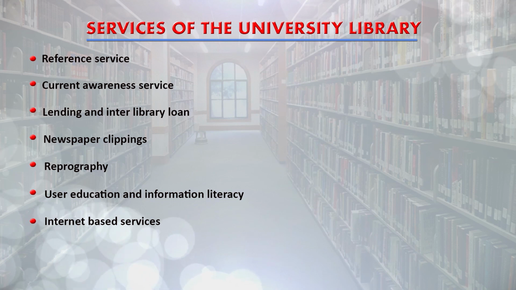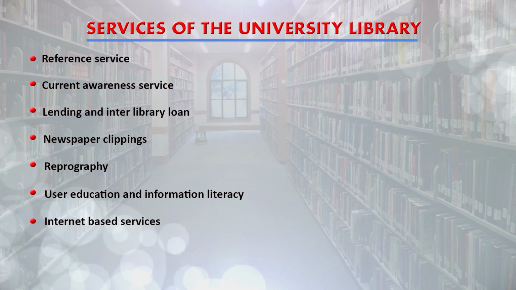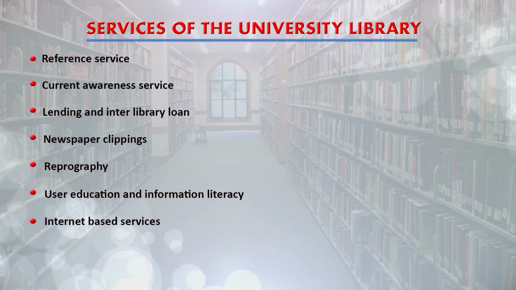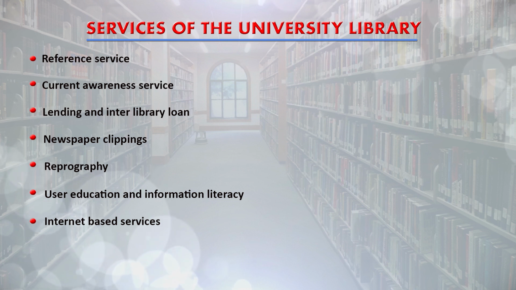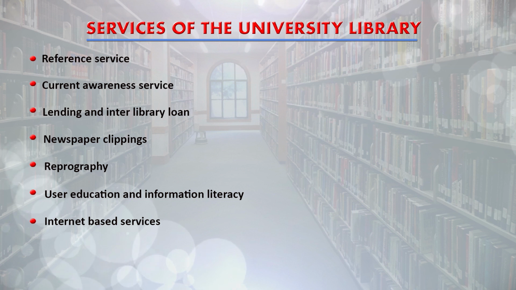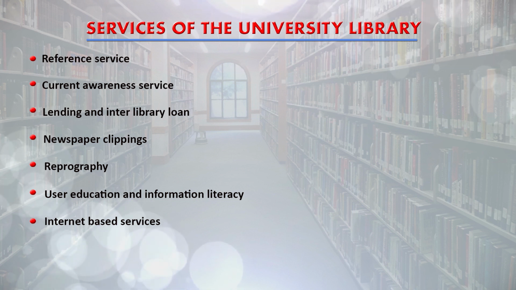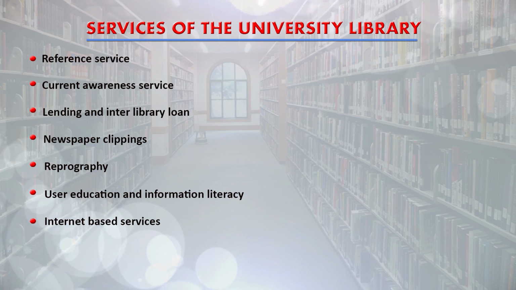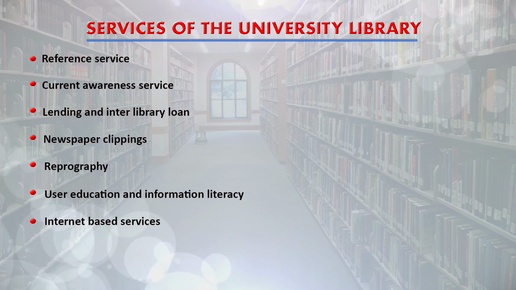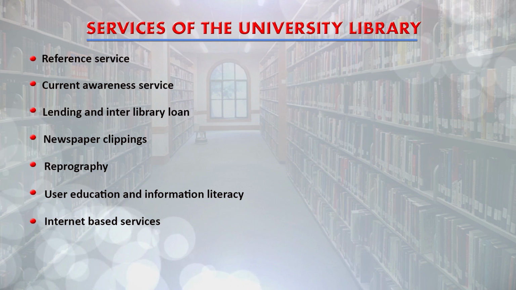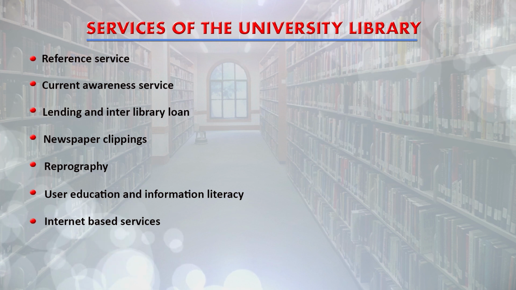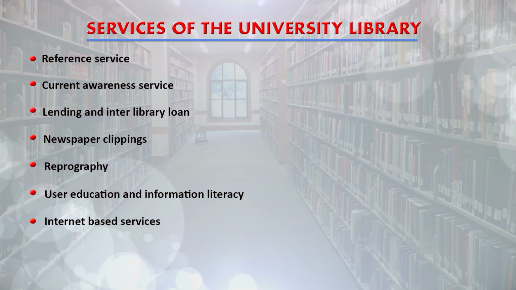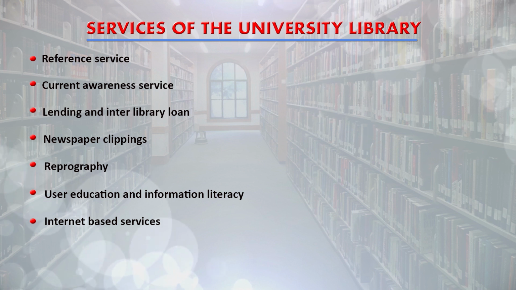Now, coming to the services of the university library, they provide reference services, current awareness service, lending and interlibrary loan services, newspaper clipping services and reprographic services. These are the most important part of the university libraries, because for research and other purposes, university students sometimes need a photocopy of the material, but the library staff have to keep in mind the copyright laws while providing this type of service to the users. Then they also provide user education and information literacy and internet based services.